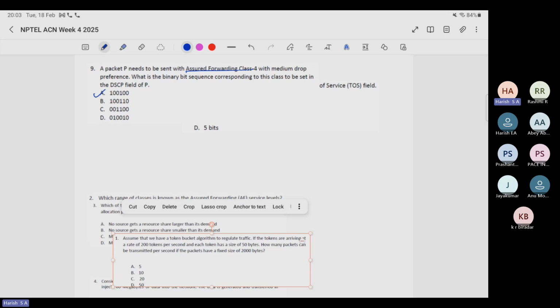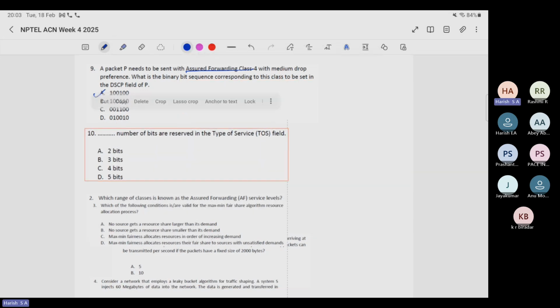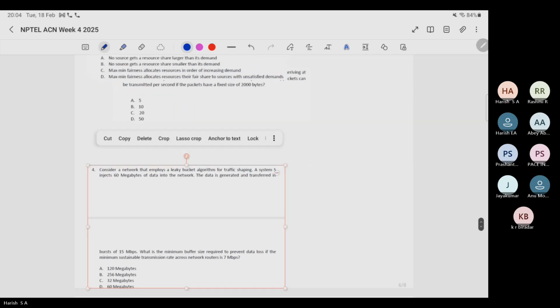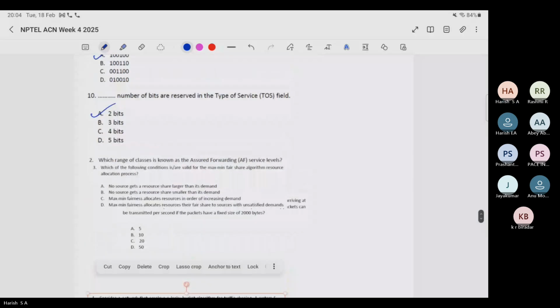And then finally, question number 10. So the number of bits reserved in the type of service field is how much? Simple. TOS is 2. Oh, is it 3 bits or is it 2 bits? Check. I think it depends on the kind of model that we're talking about, right? So that's another dubious. Oh, it's 2 bits, right? Or is it 3 bits? Let me check. Let me just be sure about it.